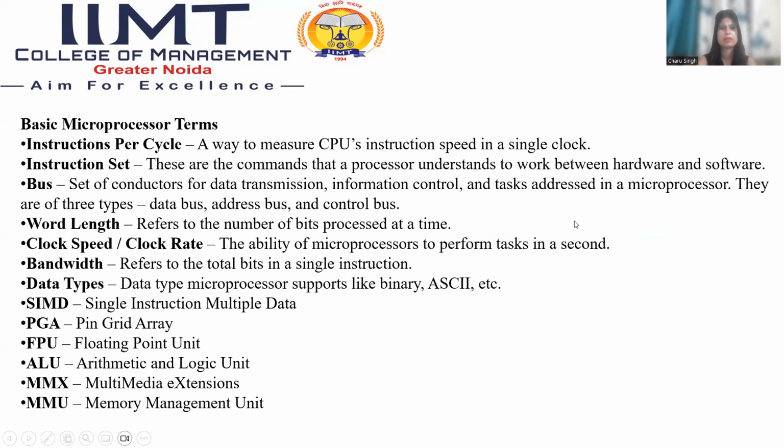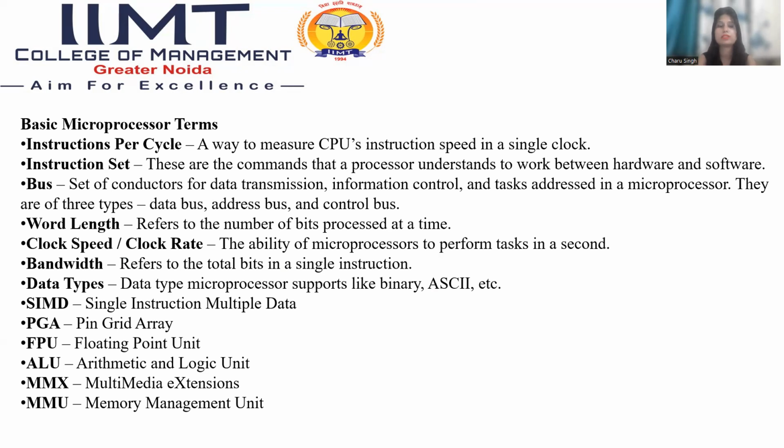We have some basic microprocessor terms. Whenever we go for the 8085, we always learn these terms. We have instructions per cycle, which is a way to measure a CPU's instruction speed in a single clock. Let's talk about the instruction set. Basically, the instruction set is the commands that a processor understands, working between hardware and software. And also we have the bus, which is a conductor for data transmission, information control, and addresses in a microprocessor. They are of three types: the data bus, address bus, and control bus.